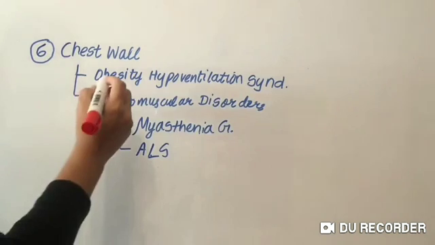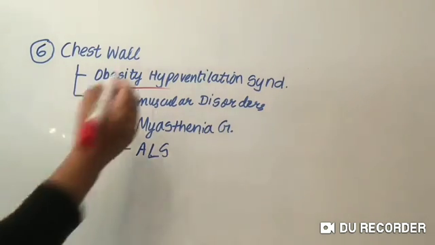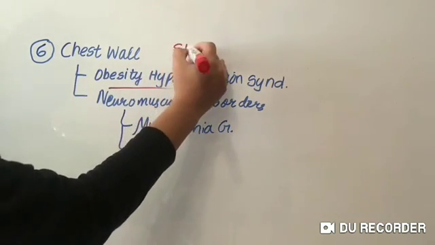What is obesity hypoventilation syndrome? It is defined as the combination of obesity, hypoxemia during sleep and hypercapnia during the day, which results from hypoventilation. Hypoventilation means slow breathing.